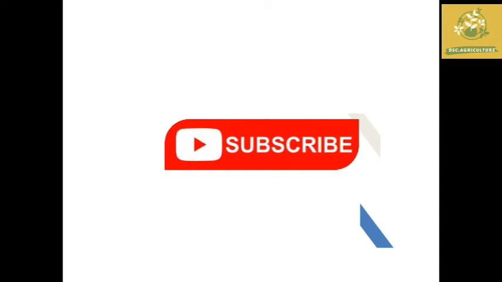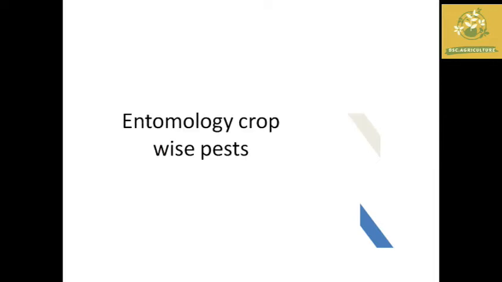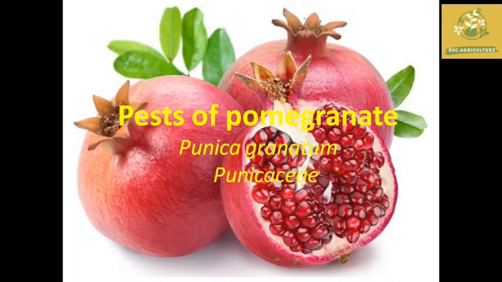So let's move to the video. In this video, we are going to see about Entomology's crop-based pest classification, and I am going to cover the topic, the pest of pomegranate. The scientific name is Punica granatum, and it comes under the family Punicaceae.